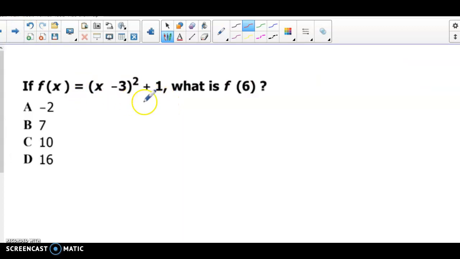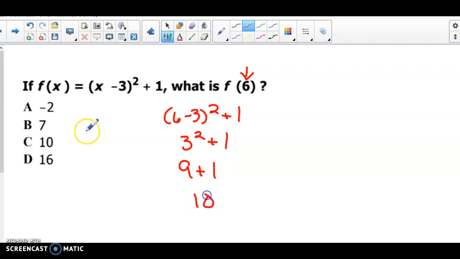If we look at this equation, you could type it into your graphing calculator, or you can type it into Desmos. And what we're asking is, when x is 6, what's our y value? So we could plug it directly into our equation and say (6 - 3)² + 1. So that's 3² + 1, 9 + 1. That would give us 10.